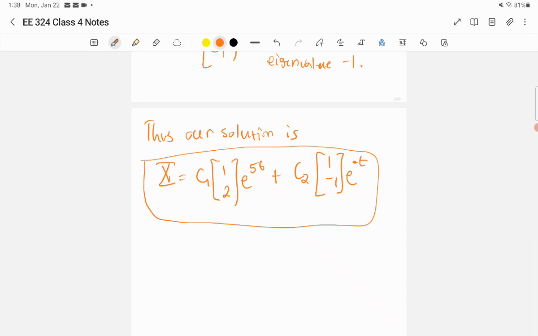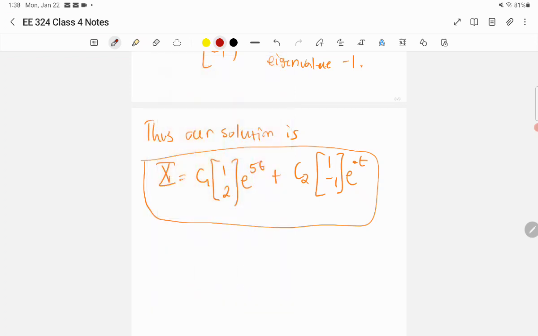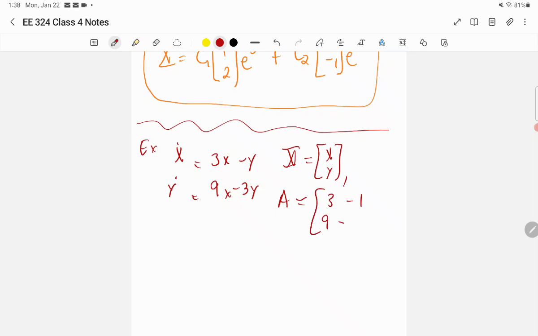Let's do another example. We should be able to roll now. We have x dot equal to 3x minus y, y dot equal to 9x minus 3y. So again, we're going to choose the vector x equal to x, y. A is equal to 3, minus 1, 9, minus 3. X prime is equal to A times x.